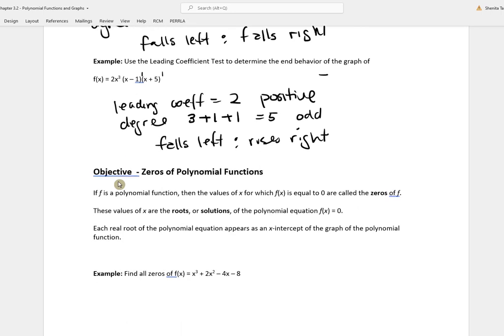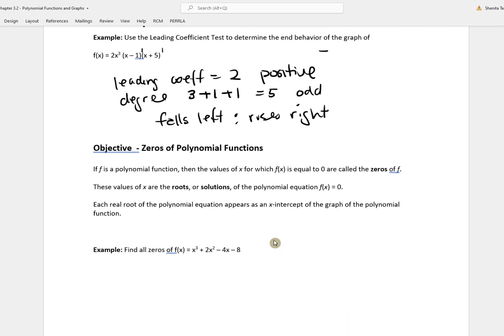Alright, so now we're going to talk about the zeros of polynomial functions. If f is a polynomial function, then the values for x for which f of x is equal to 0 are called the zeros of f. These values of x are the roots or the solutions of the polynomial equation f of x is equal to 0. Each real root of the polynomial appears as an x-intercept of the graph of the polynomial function.